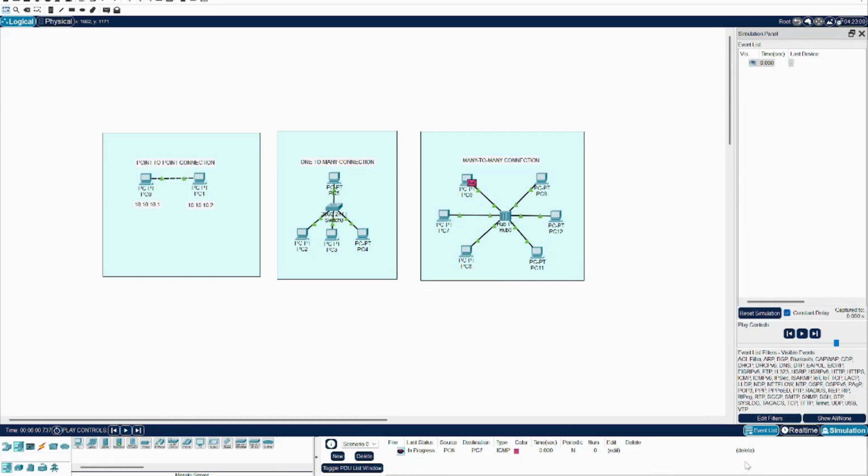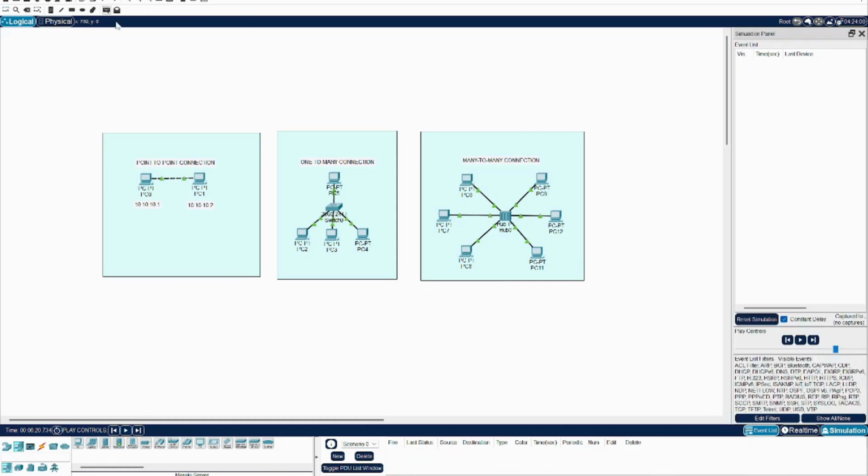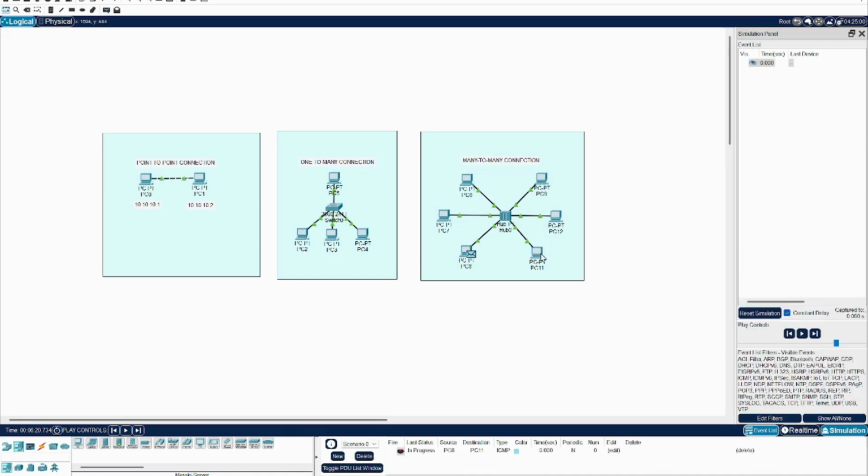So what you're supposed to do is send the PDU individually, because again, as I said, we can't send multiple packets or broadcasts or multicasts in Cisco Packet Tracer. So with that, that ends my activity of a point-to-point, one-to-many, and many-to-many connection.